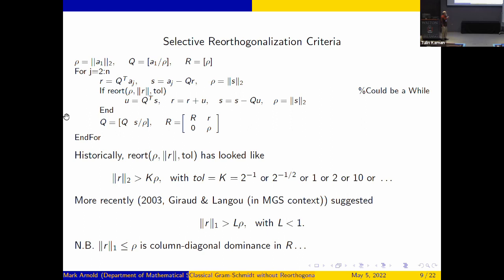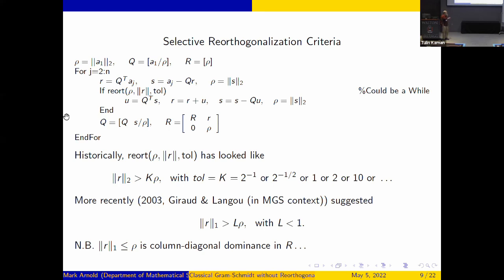And so historically, this reorthogonalization criterion was looking at the 2 norm of the upper triangular piece of R compared with the diagonal entry of R. Giraud and Langou in 2003 showed with some clever counterexamples that if you're using the 2 norm of R here, it doesn't really matter what K you use, you can be in trouble with the loss of orthogonality of Q. You can make this very restrictive, like K less than or equal to 1/2, and still significantly lose orthogonality in the columns of Q.